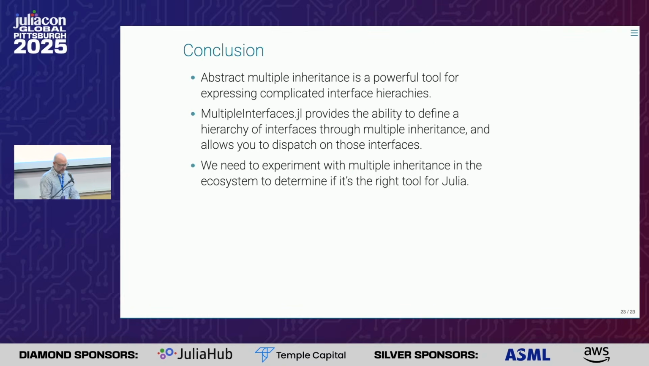So that's about it. I think that abstract multiple inheritance is a really powerful tool for expressing interfaces. It could potentially, of course, have some downsides with ambiguities. But we won't really know for sure until, as I said in the talk, I think it won't be as bad as some people are afraid it will be. But we won't really know until we try it out in the ecosystem.